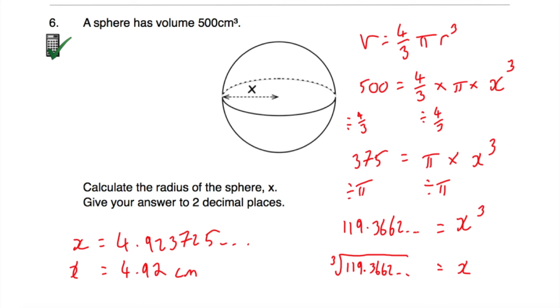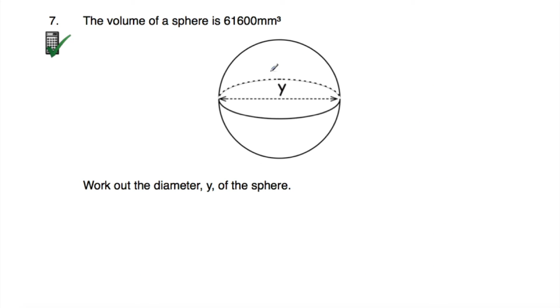Okay, let's look at question number 7. We've got the sphere, and the diameter of the sphere is y, and we've been told the volume of the sphere is 61,600 millimeters cubed. We've been asked to work out the diameter of the sphere, y. It's a calculator question, so that's quite nice.